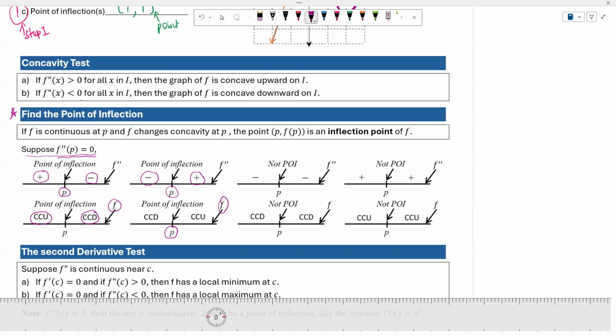On the other hand, what if it didn't change the sign? If it didn't change the sign, that means maybe this is concave down and then this is concave down, right? So in this case, it's not a point of inflection. And maybe this is concave up and then concave up, right? So again, this is not a point of inflection.